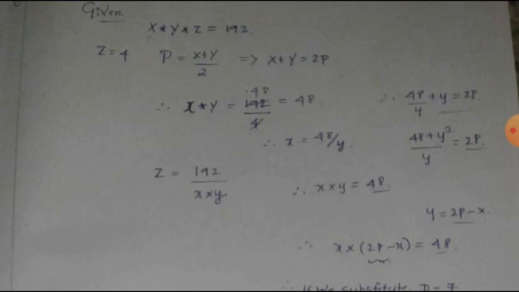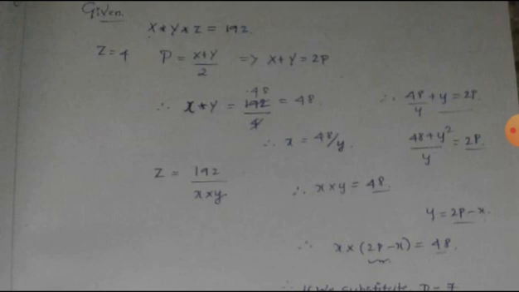This is one relation. From the first relation, that is x into y into z is equal to 192, we can find the x into y value. x into y is equal to 192 by 4, because z value is 4. Substituting, we get the answer 48. Keep this relation. From the first relation, x plus y is equal to 2p, take the y value: y is equal to 2p minus x.